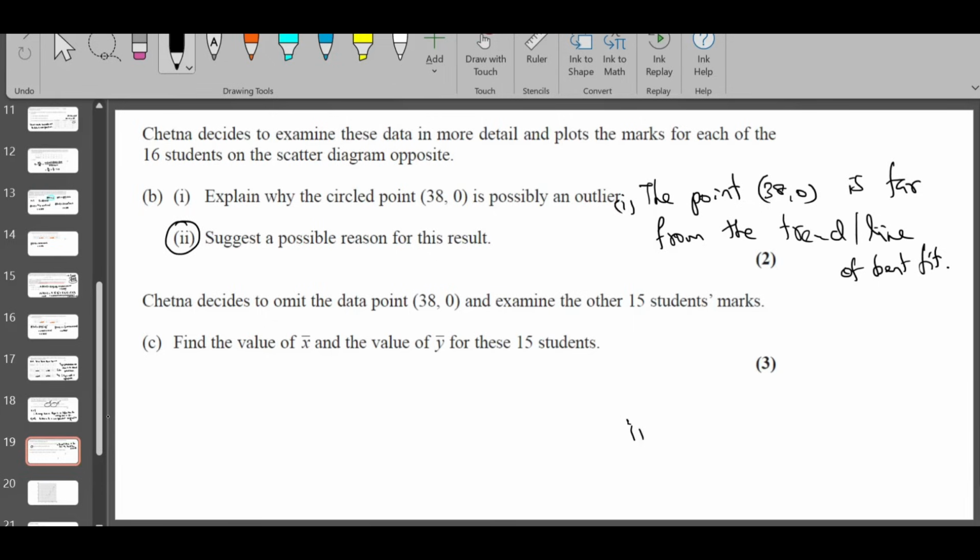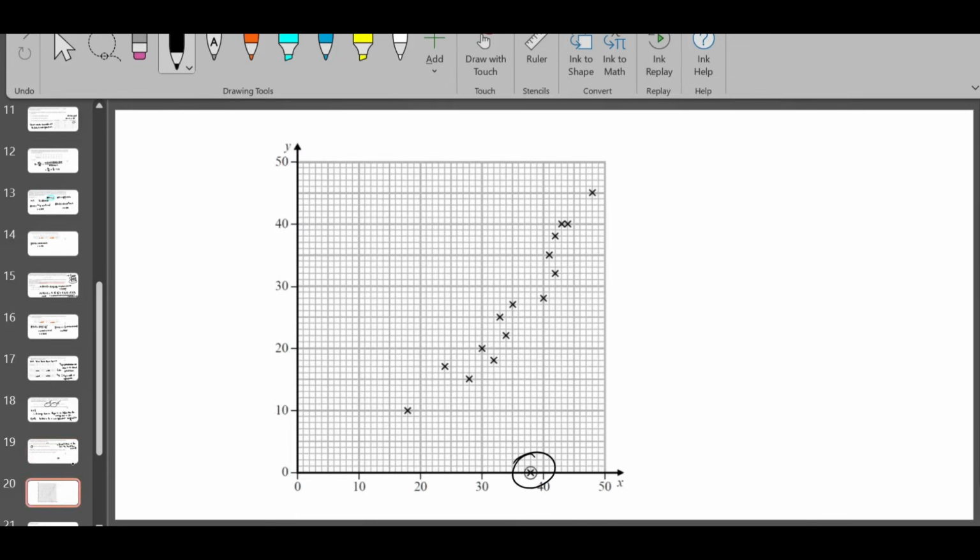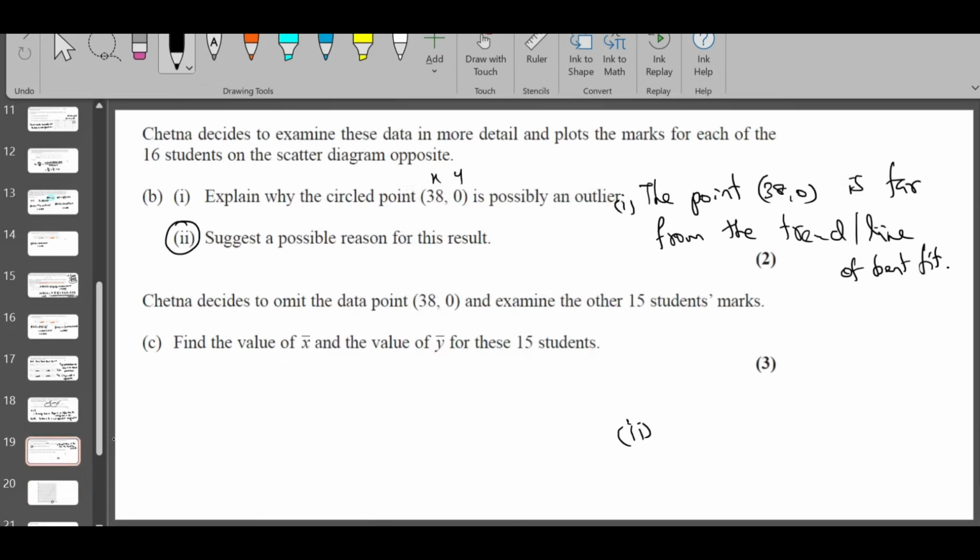Suggest a possible reason for this result. The point is (38, 0), 38 is x, y is 0. That means in paper 1 the student scored 38, in paper 2 the score is 0. Why is it 0? Instead of just writing that the student scored 0, you can write that maybe the student was absent for the exam. The student was absent for P2.